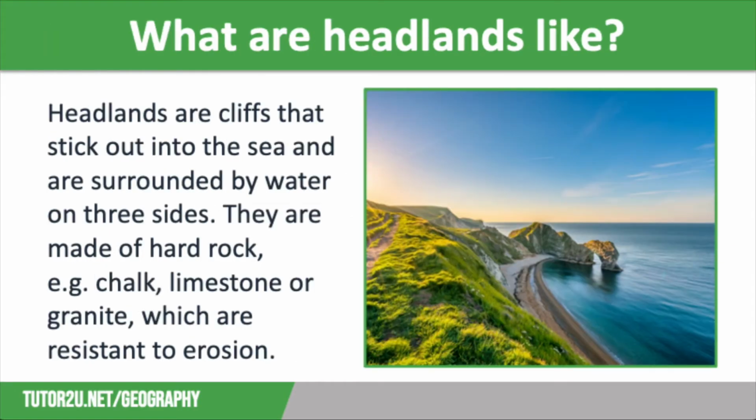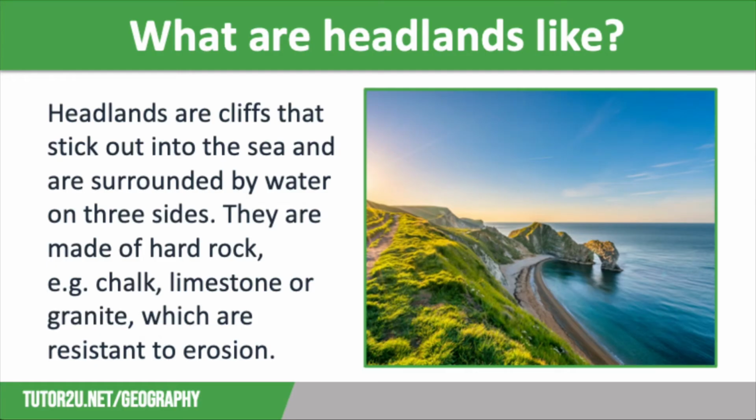So let's have a think about what headlands are like. Headlands are cliffs which stick out into the sea and are surrounded by water on three sides. They are made out of hard rock such as chalk, limestone or granite, which is resistant to erosion. Headlands have some very distinctive characteristics. They are huge pieces of rock sticking out into the sea. They are very steep with almost vertical cliff faces.